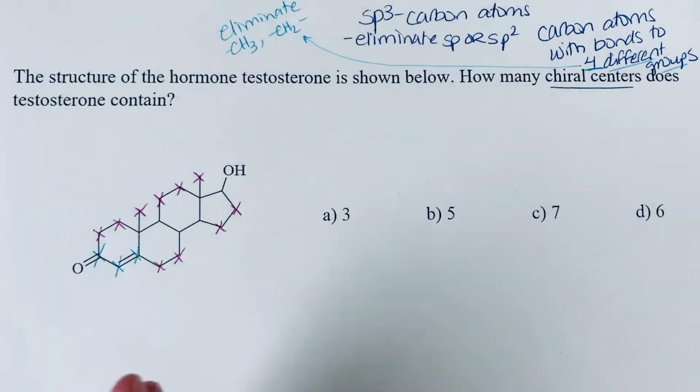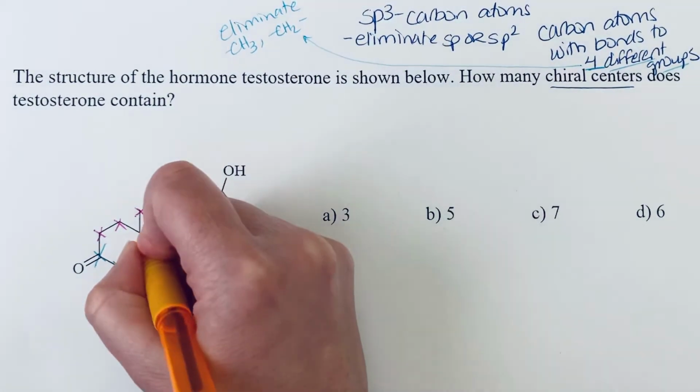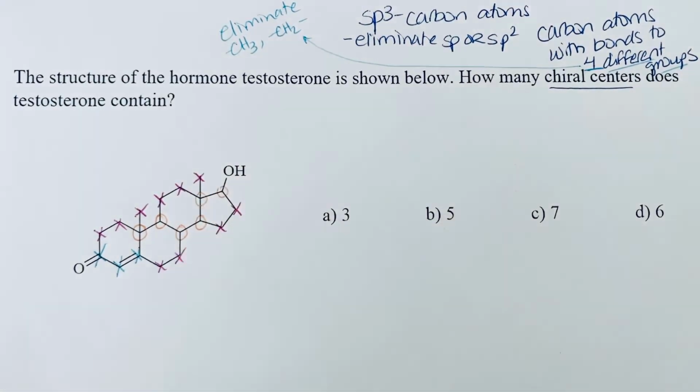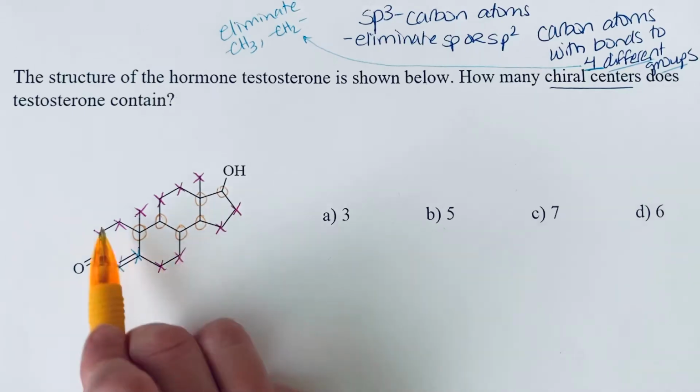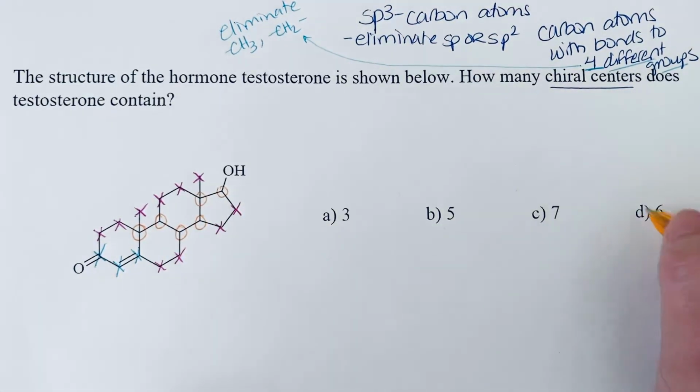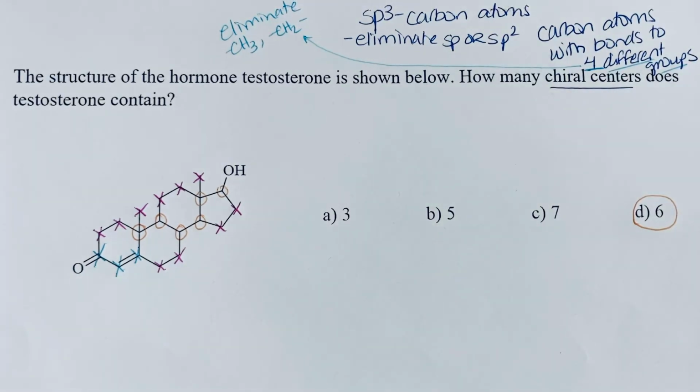And in the case of this molecule, there is no plane of symmetry. So every single one of these carbons that I have left should be a chiral carbon, because for 2 groups to be the same, there would have to be a plane of symmetry. So we see 1, 2, 3, 4, 5, 6. So there are 6 chiral centers in testosterone.